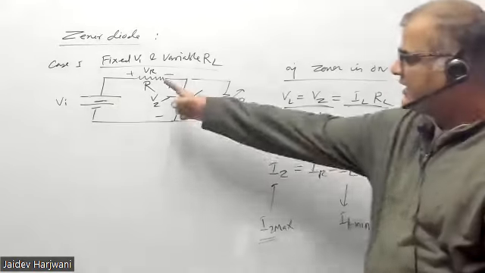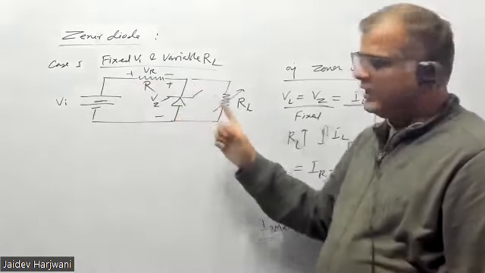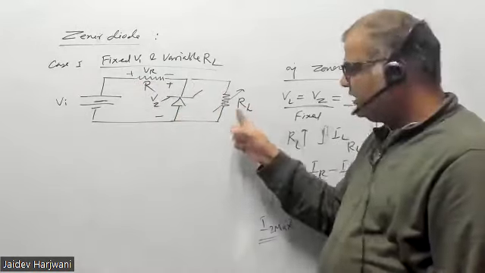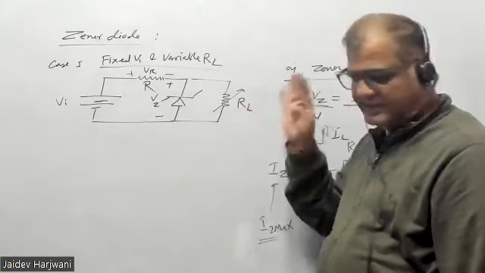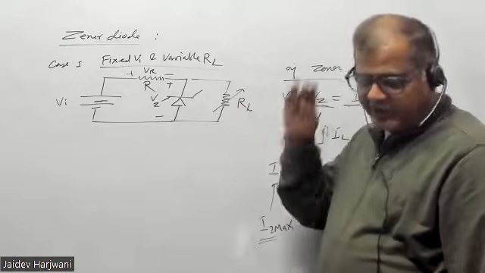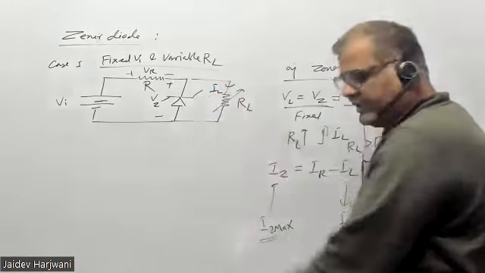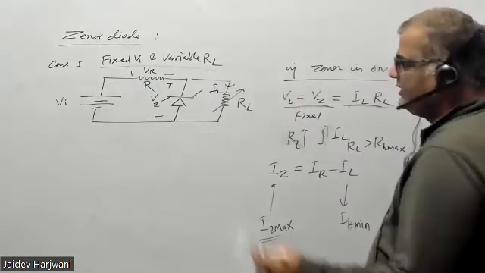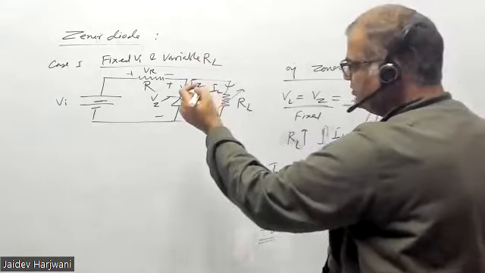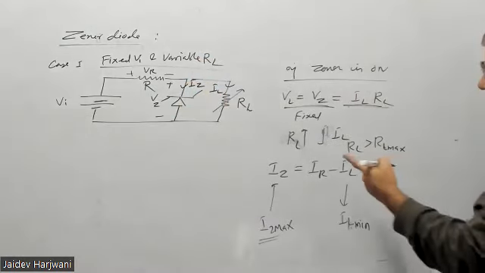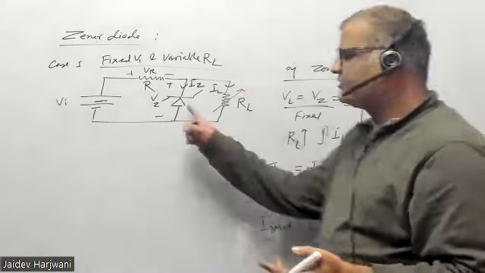Everything is connected here. If this is fixed, this is fixed, this is on, and now what are we doing? You keep on decreasing this one resistance, and you keep on increasing resistance. The IL in this will keep on decreasing, and this IZ will keep on increasing. So there is a limit. There is a higher limit on RL. You can't go beyond that one. If you go beyond that, this will burn.